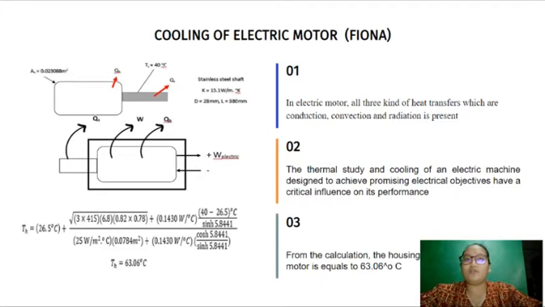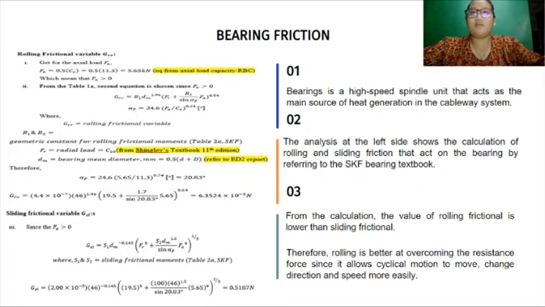From the calculations, the housing temperature of the motor that we get is equal to 63.06 degrees Celsius. The bearing is the high-spinning unit that acts as the main source of heat generation in the CABLEWAY system. The analysis at the left side shows the calculation of rolling and sliding friction that act on the bearing, by referring to the SKF bearing textbook.